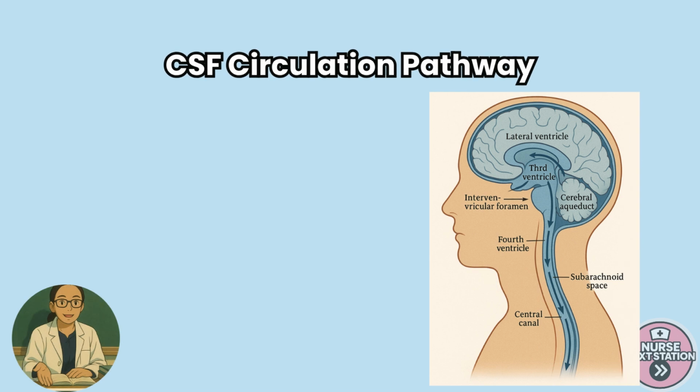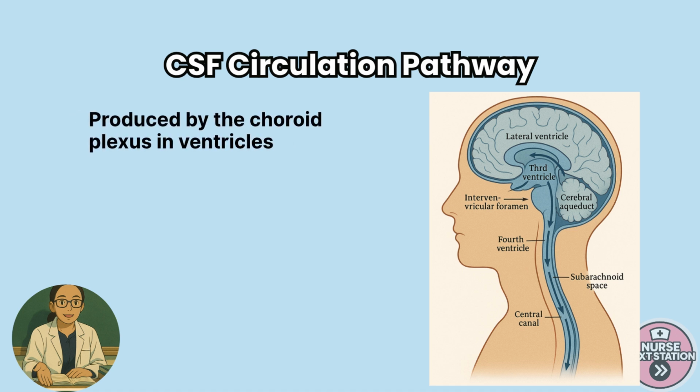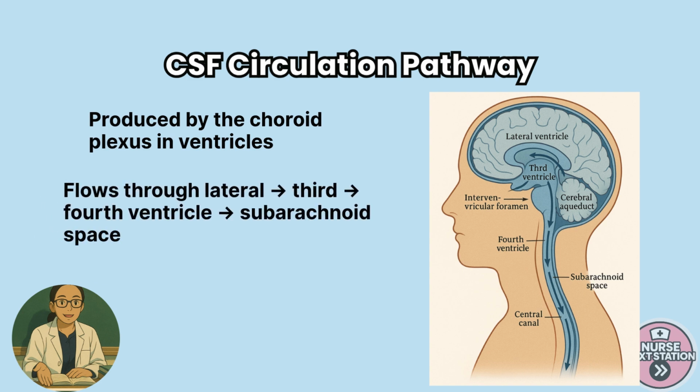Cerebrospinal fluid, or CSF, plays a crucial role in protecting the brain and spinal cord. It's produced by the choroid plexus within the ventricles of the brain and flows through a series of interconnected chambers, from the lateral ventricles to the third and then to the fourth ventricle. From there, it circulates around the brain and spinal cord in the subarachnoid space.